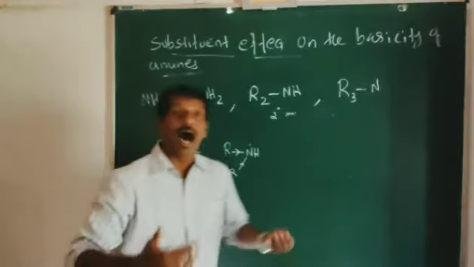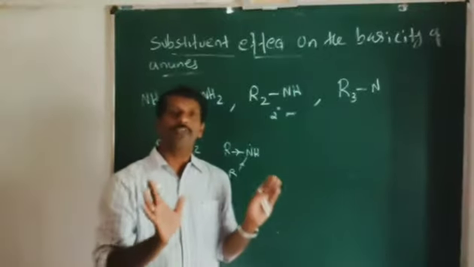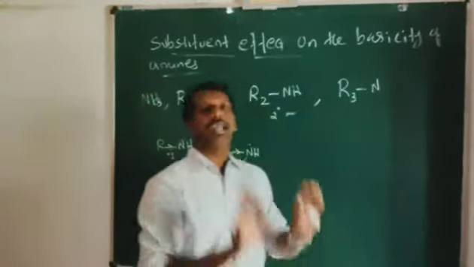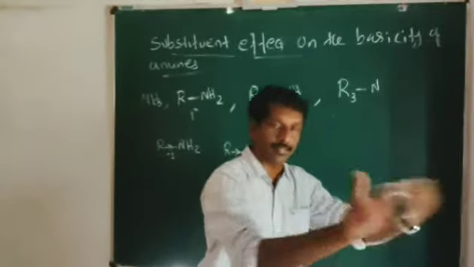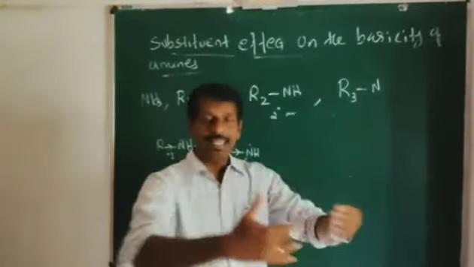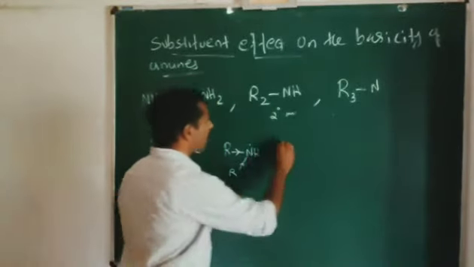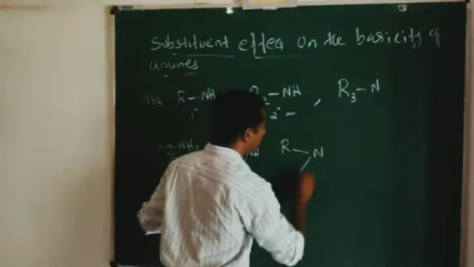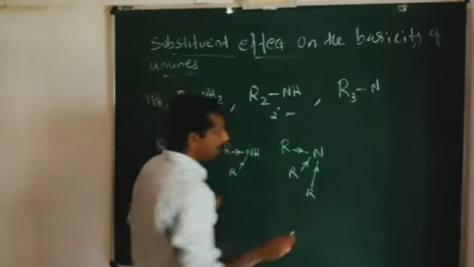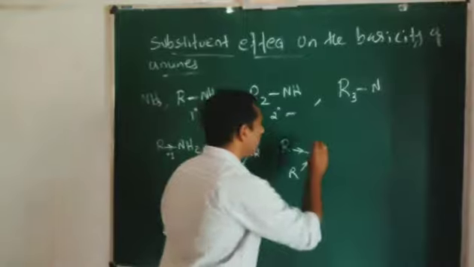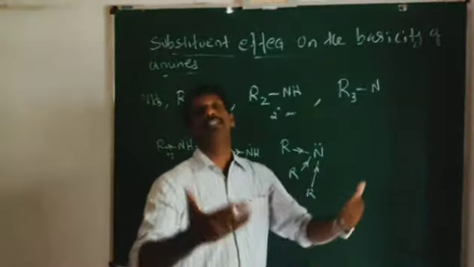That means as the number of alkyl groups increases, the plus I effect will also increase, and hence the electron density on the nitrogen atom will increase. Therefore, it can easily accept proton. That means as the number of alkyl groups increases, this is tertiary, the plus I effect will increase, the electron density on the nitrogen atom will increase, and hence their basicity will increase.